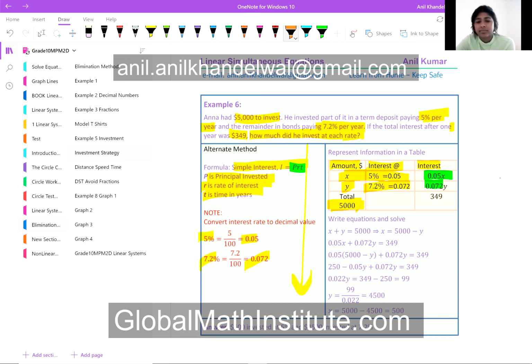And as you know clearly, we are given that the value here of the interest is $349. We get all our equations. Do you see that? Yeah. The first equation: X plus Y equals 5,000, and the interest equation. How do you find this approach?